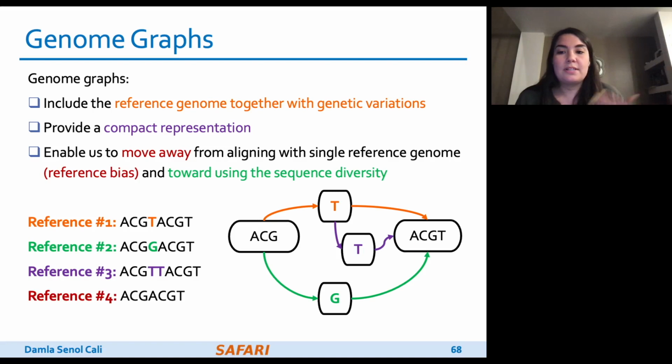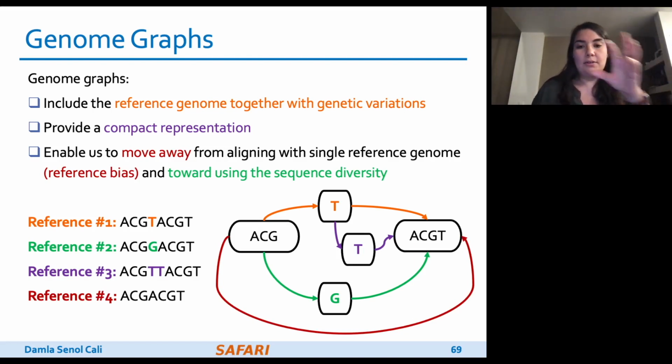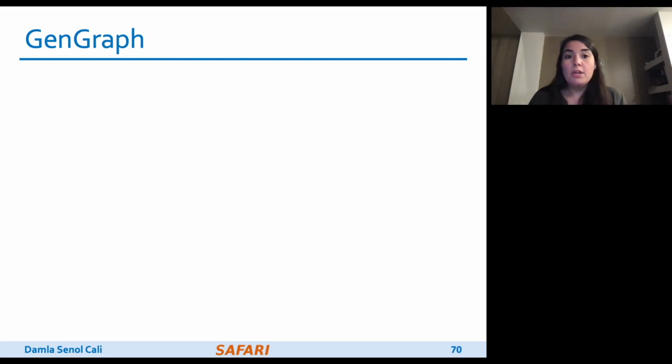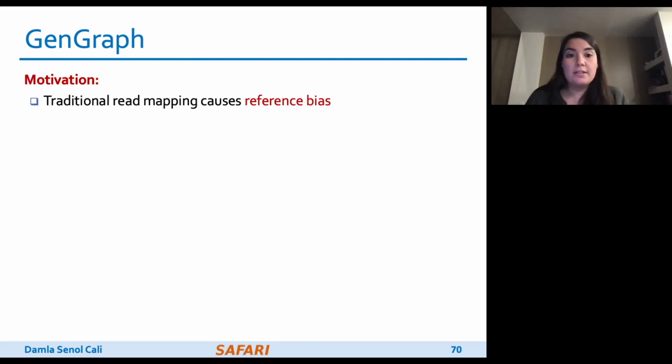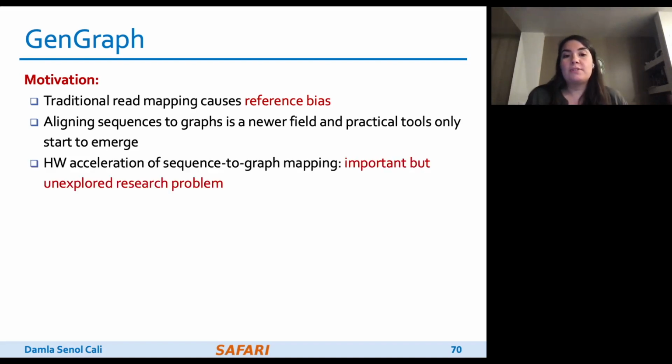And in the fourth reference, let's assume we don't have any character in that position, meaning that it's a deletion. So what we need to do is, from ACG to ACGT, have a direct path to represent this reference. So with this compact representation, we can have all four of these reference genomes. So we don't have to stick with only one of them. Since traditional read mapping causes reference bias, aligning sequences to graphs emerged as a newer field, and practical tools are only starting to emerge, where most of them are specialized for one purpose only. So hardware acceleration of sequence-to-graph mapping is an important but unexplored research problem.